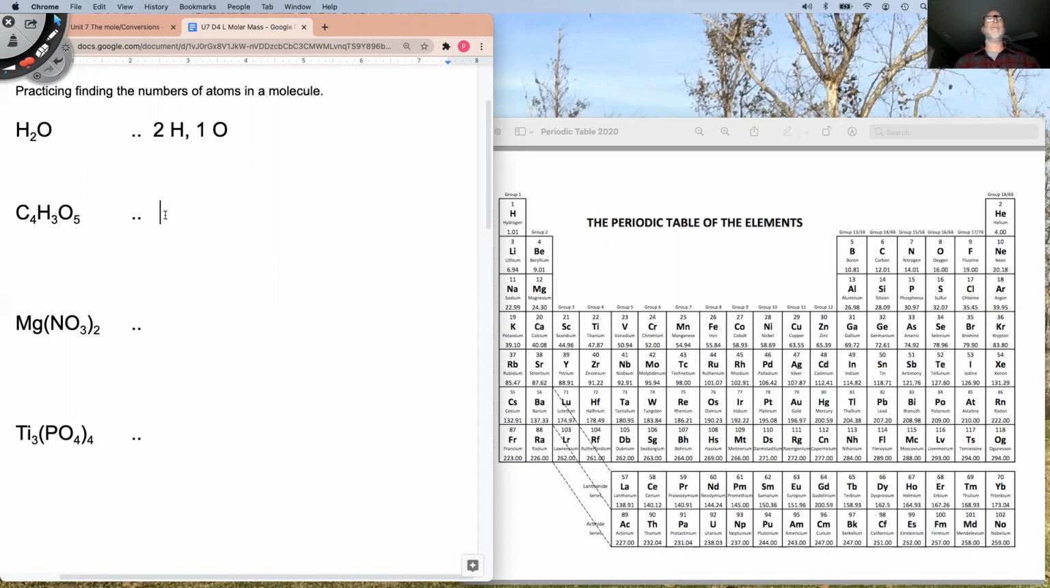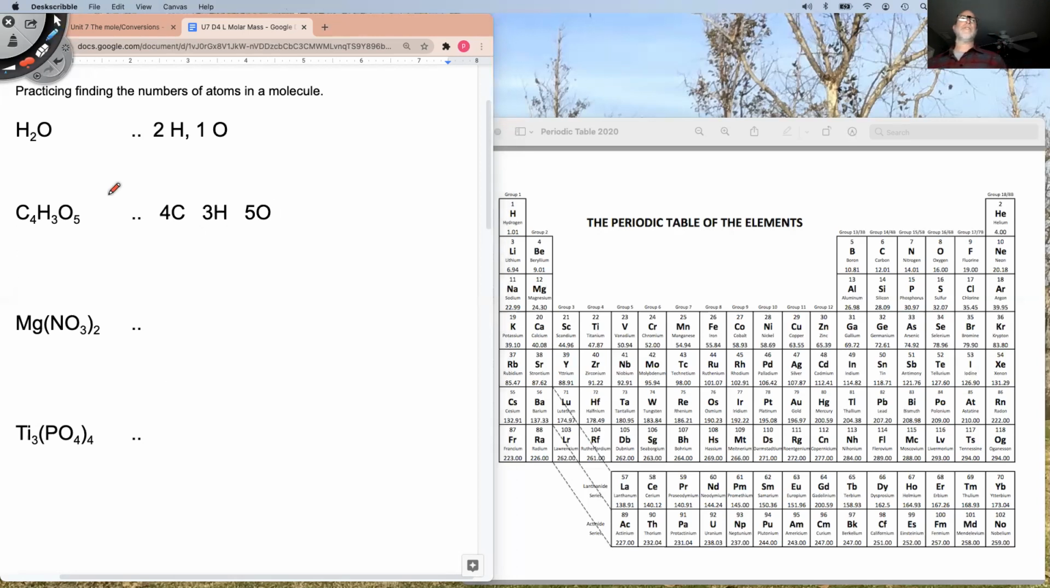So let's take a look at this next one. How many carbons are there? That's right, there are 4 carbons. How many hydrogens are there? Yes, there are 3 hydrogens. Good job. And how many oxygens are there in this molecule, ladies and gentlemen? Yep, there's 5 oxygens.